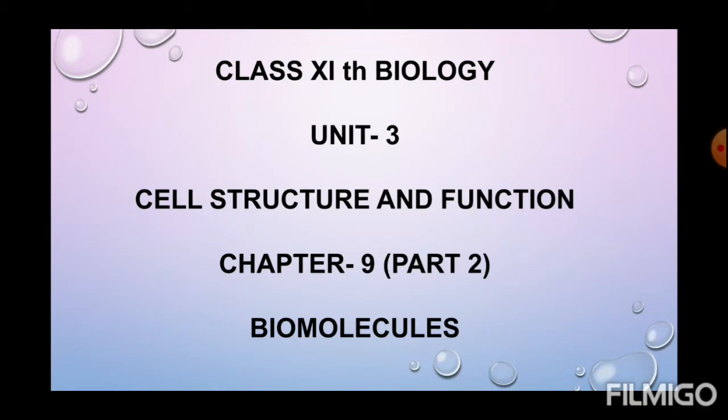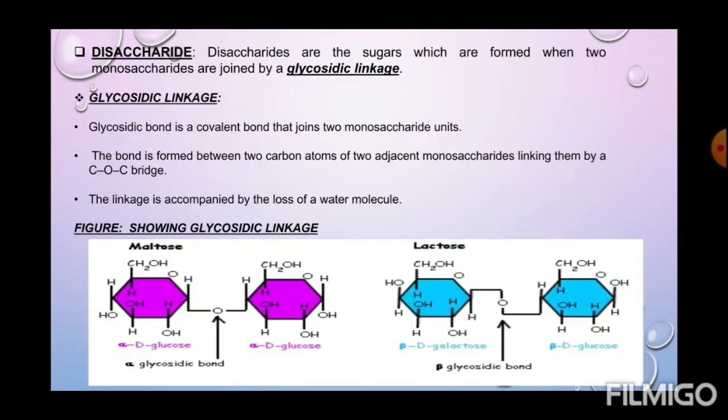So overall, I would like to say again that we are doing carbohydrates, and under carbohydrates we have studied monosaccharides, and today I will proceed to teach you disaccharides. Now, children, as the name says, when two monosaccharides join together to form a disaccharide, there is a linkage between the two monosaccharide units, that is a glycosidic linkage. With the help of that glycosidic linkage, the monosaccharides join and a disaccharide is formed.